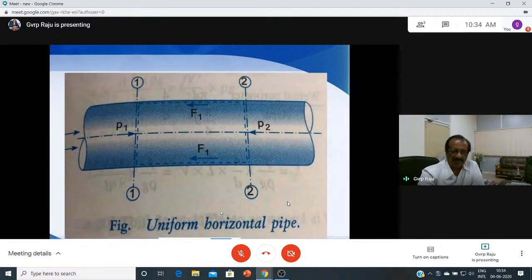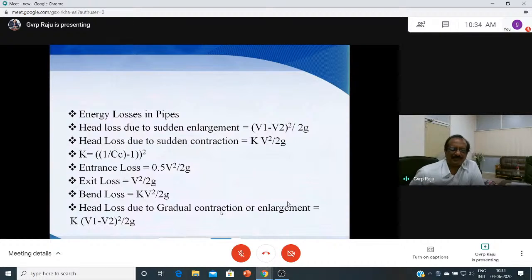And this is the uniform flow here. Energy losses in pipes is a very, very important topic and you need to remember it. We have different losses here. One is major loss: when the length of the pipe is more than 1000 times the diameter of the pipe, you can take the friction loss as the major loss.